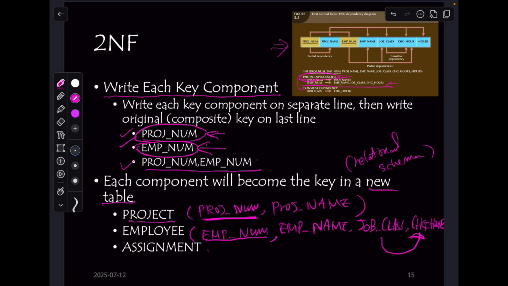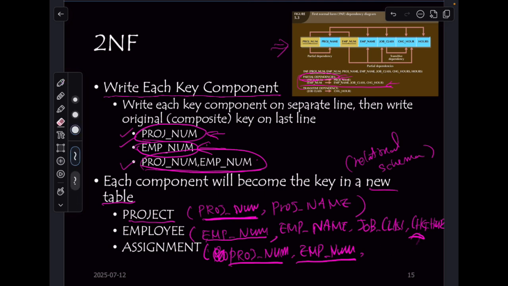And lastly, assignment. In assignment, we are going to put both original composite primary key. So let's say project number and the employee number together. It makes a primary key. And then what other attributes actually you need to include here?